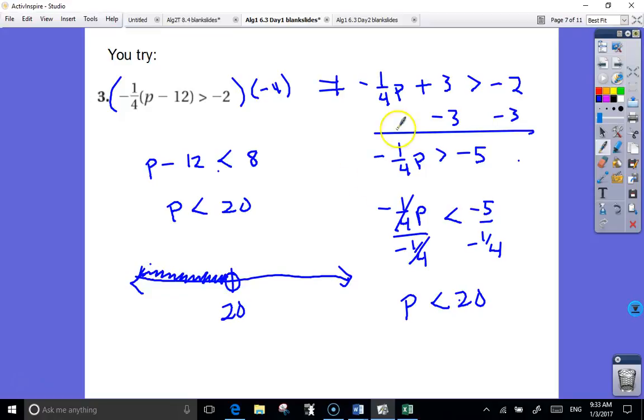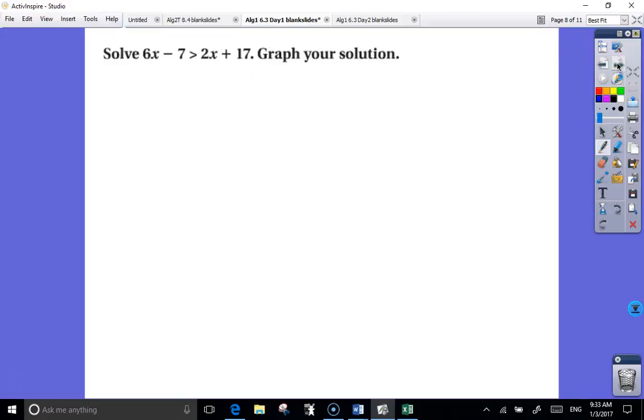Okay. So you got options there. Okay. The last kind of problem that we do today, it's got variables on both sides. Kind of like we did with equations, you know, one step, two step, multi-step, variables on both sides. Ty, you paying attention? You sure? Okay.